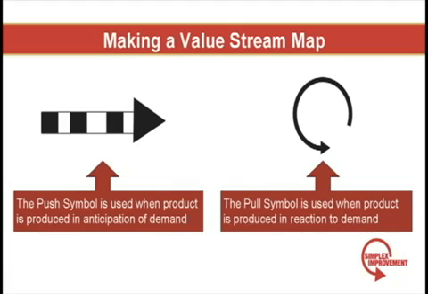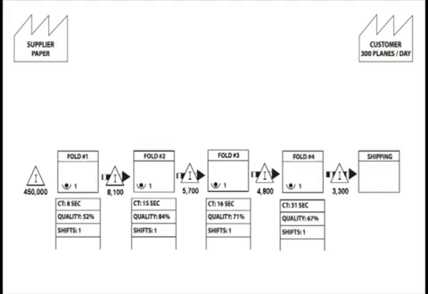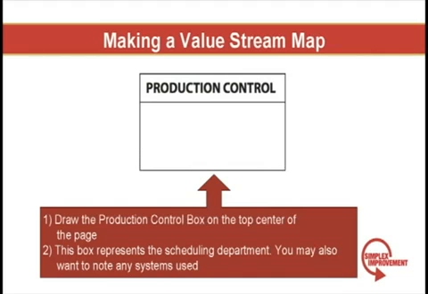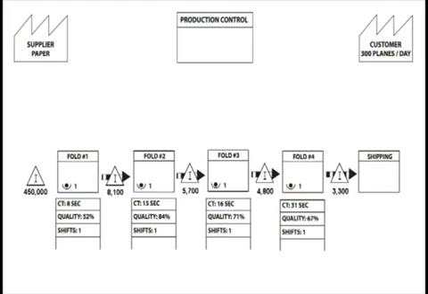Next, we have two main ways to show how material flows through our value stream. One is a push symbol and the other is a pull symbol. In our case, we're running on a pure push system. I include the system with the inventory triangles I previously made. This is a classic model and you often see a production control box. Draw the production control box in the top center of the page. This box represents the production control and the scheduling department, so you may want to note all the systems that are being used.